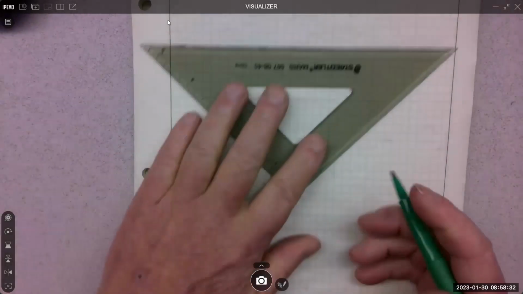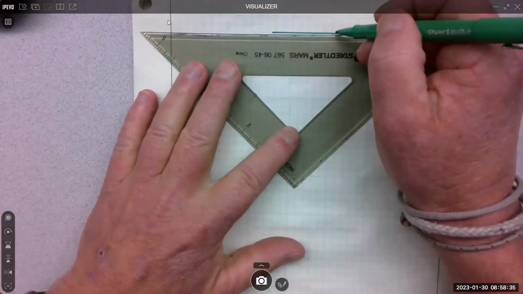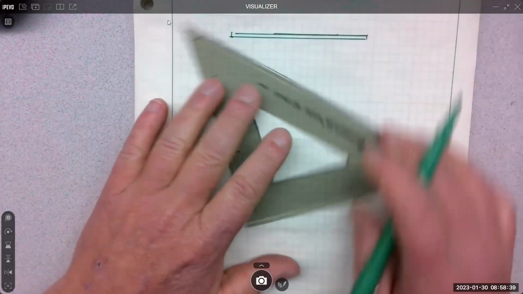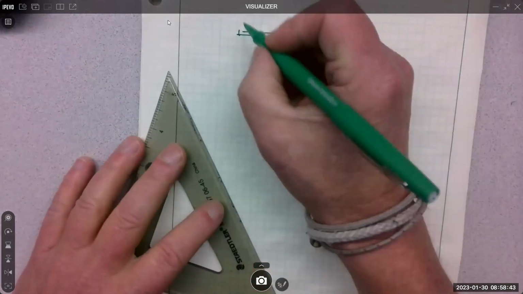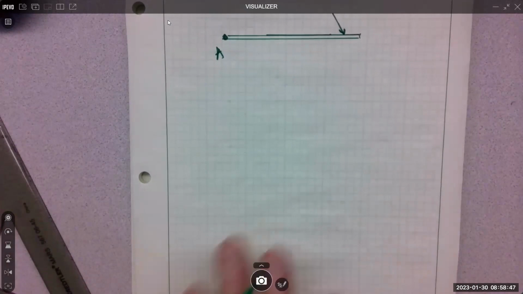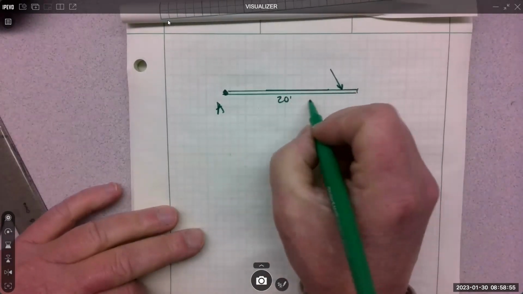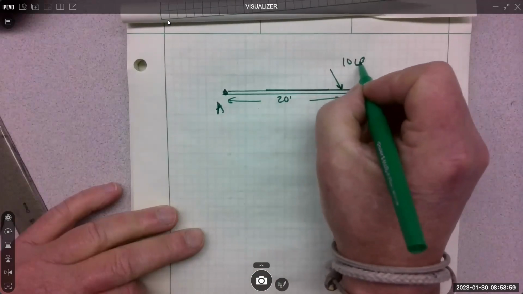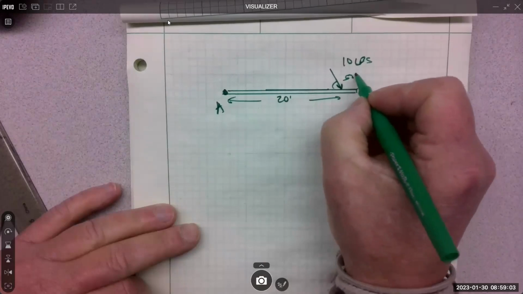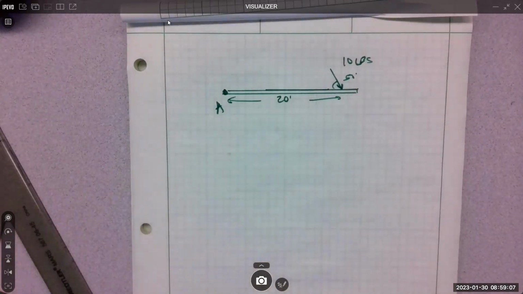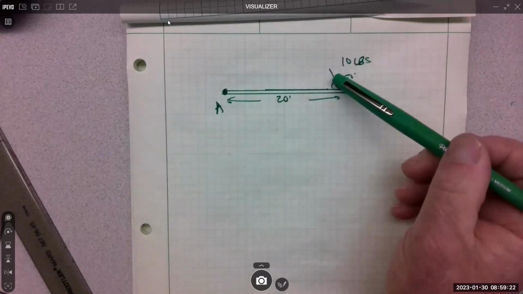So just to hammer on that a little more. If you have forces at an angle, we don't really need a lot of information. You can just do it graphically. If this was 20 feet and this is 10 pounds, and I'll say that's 50 degrees, and I want the moment of the 10 pounds about point A, is the 20 feet perpendicular? Is that the perpendicular distance? No. Definitely 20 feet is not perpendicular to the 10.